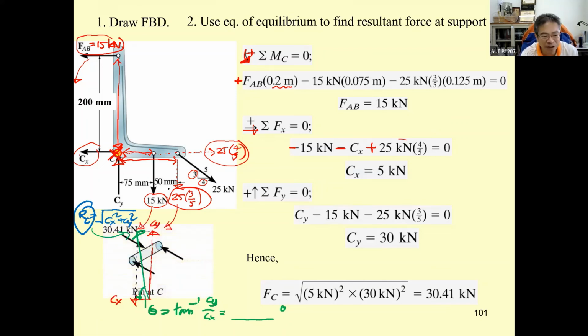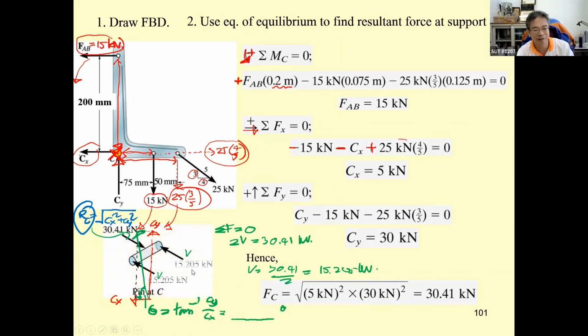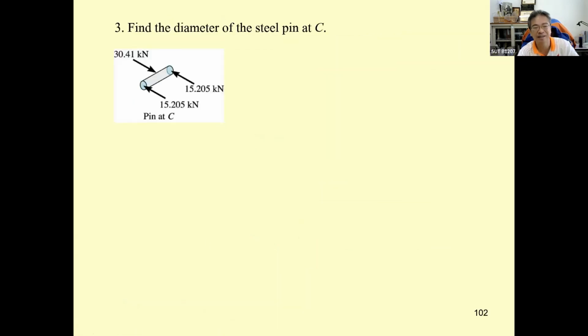Okay, since it's double shear, that means the shear that occurs on the pin is going to be half of this one. So summation of force equal to 0, 2V equal to 30.41 kilonewton. So V is going to be 30.41 divided by 2. That's maybe 15.205 kilonewton. And then you have this one, 15.205 kilonewton, as the maximum shear that occurs at point C.